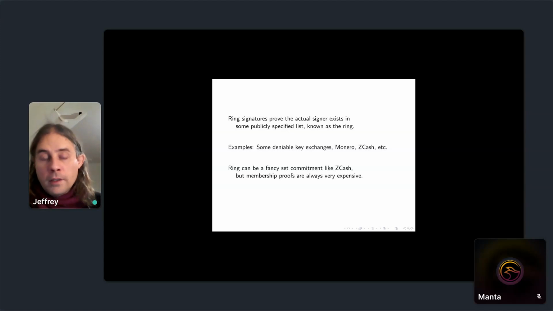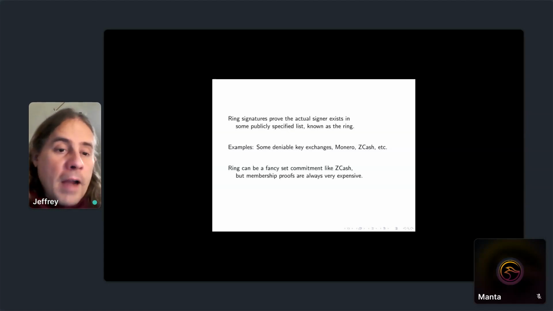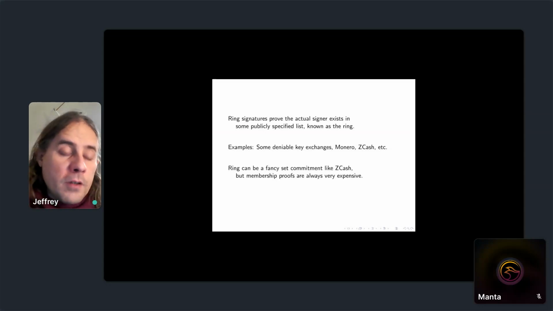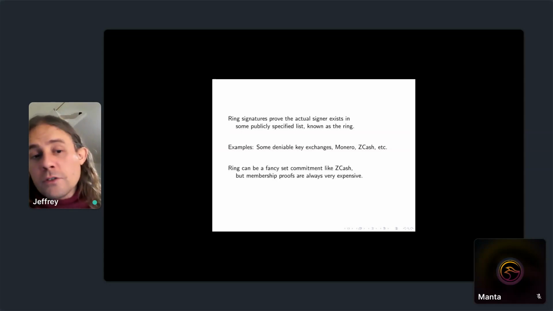Okay, so first of all, quick background. A ring signature is a signature that proves that we have a signer in some sort of publicly specified set, which we call the ring. Pretty much all the time when people want to do ZK stuff on blockchains, they're talking about ring signatures, but they're also used outside that.